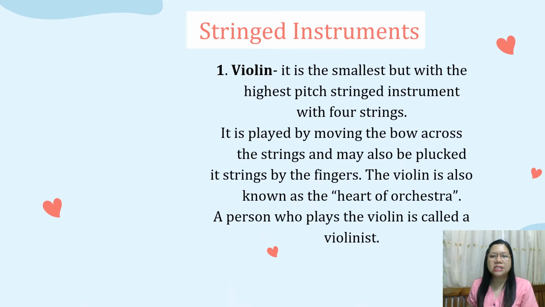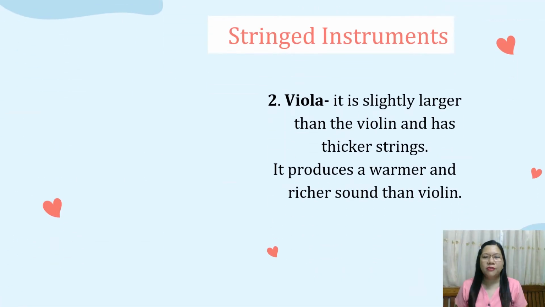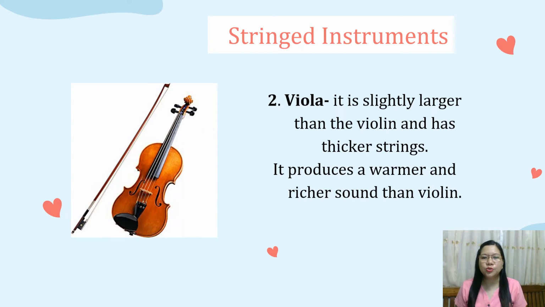Violin. It is the smallest but with the highest pitch string instrument with 4 strings. It is played by moving the bow across the strings and may also be plucked by the fingers. The violin is also known as the heart of the orchestra. A person who plays the violin is called a violinist. Viola. It is slightly larger than the violin and has thicker strings. It produces a warmer and richer sound than the violin.